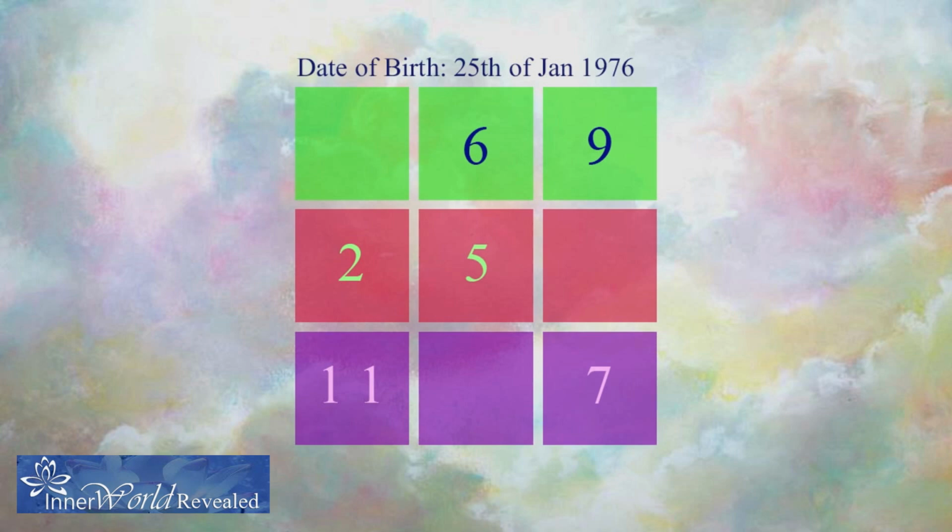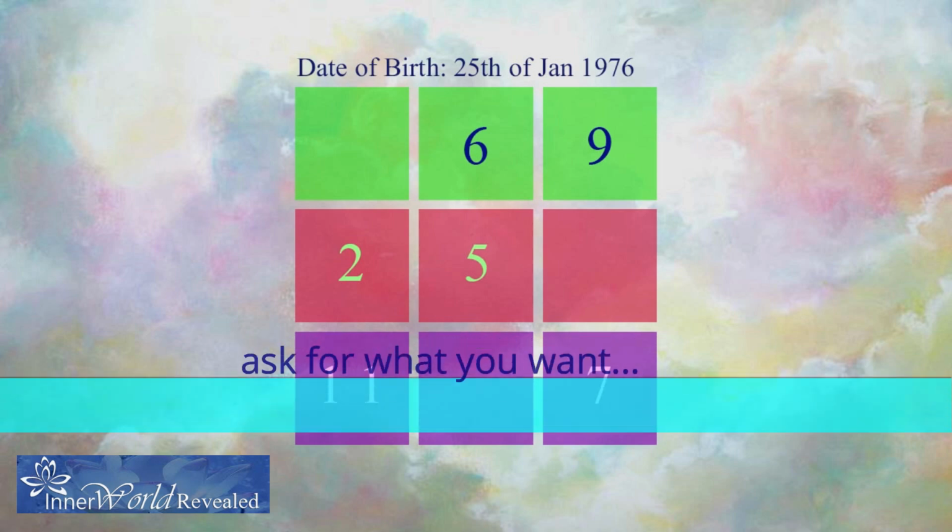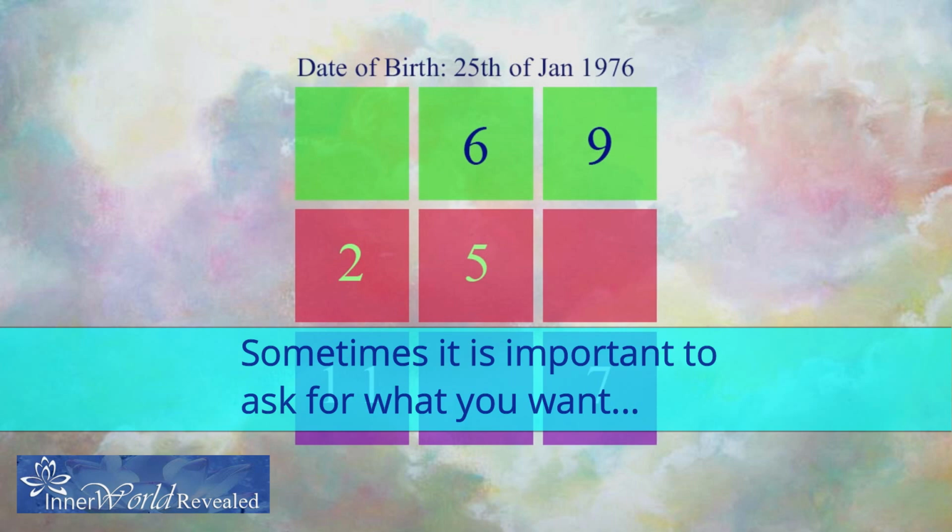Now, what I see as a problem with this is if you always are adjusting for other people, what is basically happening is other people are getting what they want from you. So sometimes it is important to not adjust and ask for what you want.